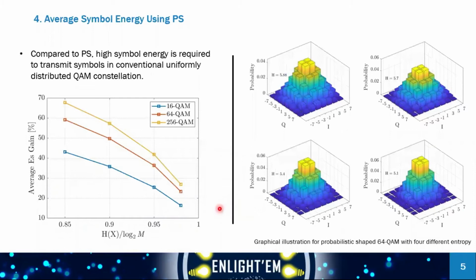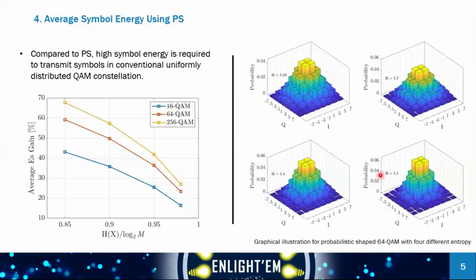How about in terms of saving energy? In conventional uniformly distributed QAM, we have an equal probability of transmitting high energy symbols as low energy symbols. Therefore, the overall symbol energy is high. In PS, however, low energy symbols are transmitted more frequently than high energy symbols. This probability depends on the choice of entropy in shaping the symbols.